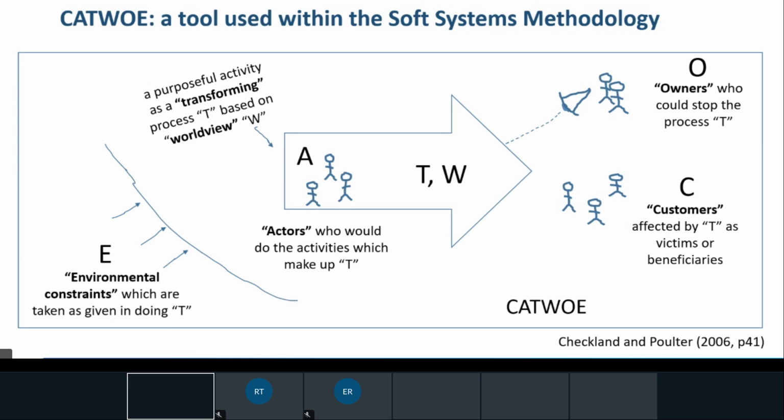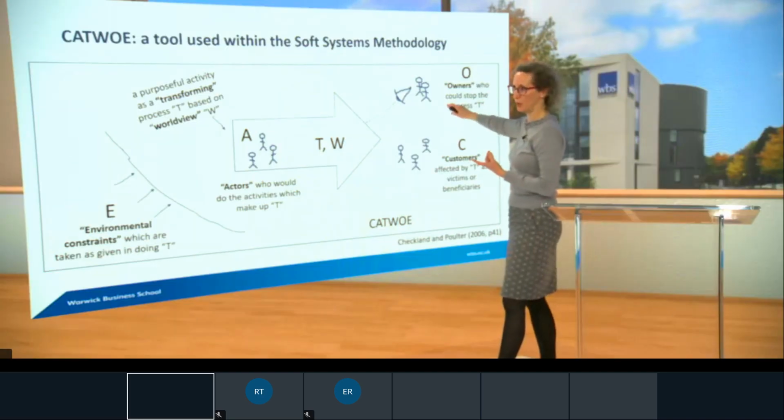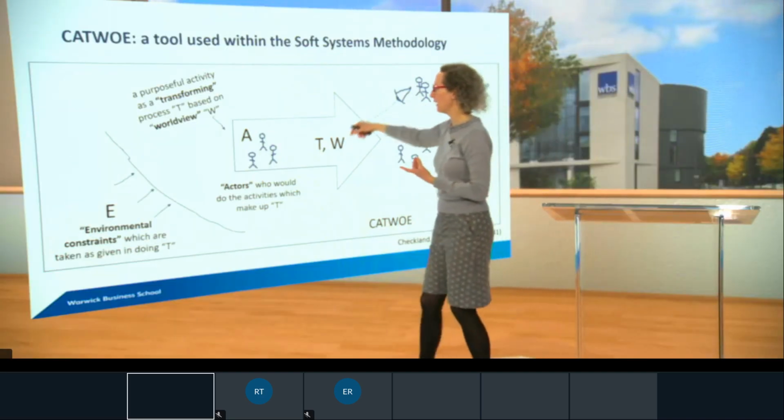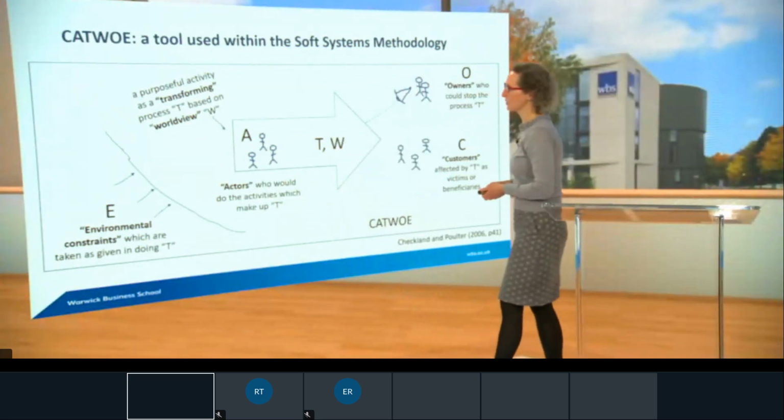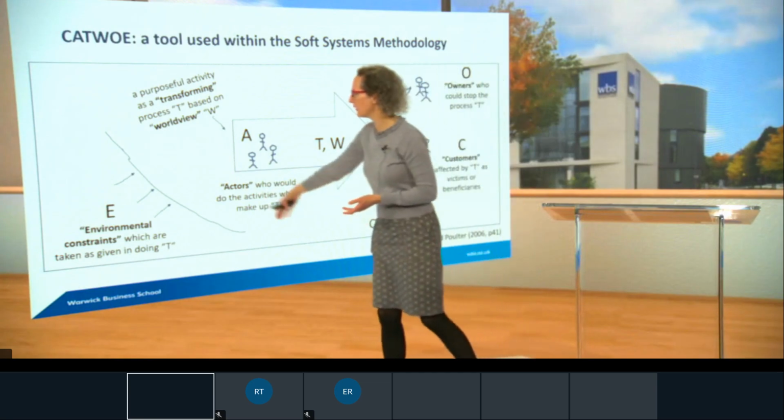So when we're looking at CATWOE, we're looking at these different elements. We've got the customers, the people who are affected by the transformation, the purposeful activity which is happening here. The purposeful activity is based upon a worldview or perspective that is held by the owners who own and design this transformation, and the actors that are delivering it. And this is all done in the context of environmental constraints.